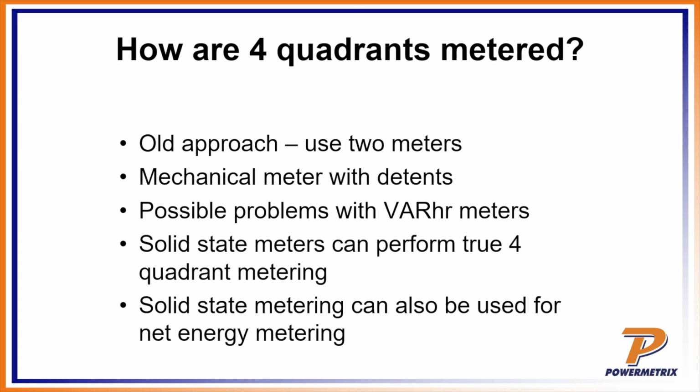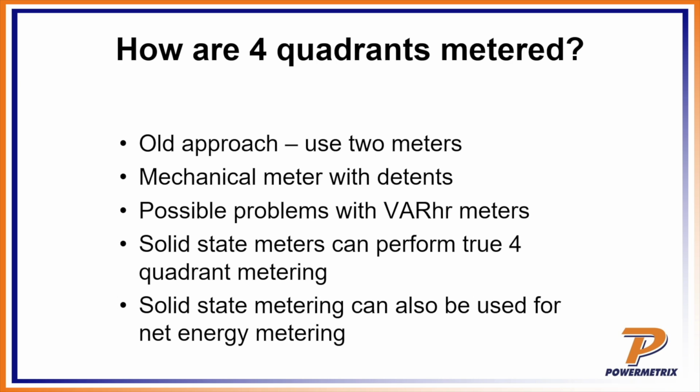So now that we've gone through the 4 quadrants, we want to ask the question, how do we meter that? Well, in the olden days, you really had to have 2 meters. And most of the time, of course, those are going to be watt meters. The reason you had 2 meters is that the watts can be either positive or negative. They can either be delivered or received. And so the meters would have to be wired up, one of them for delivered watts and the other one for received watts.